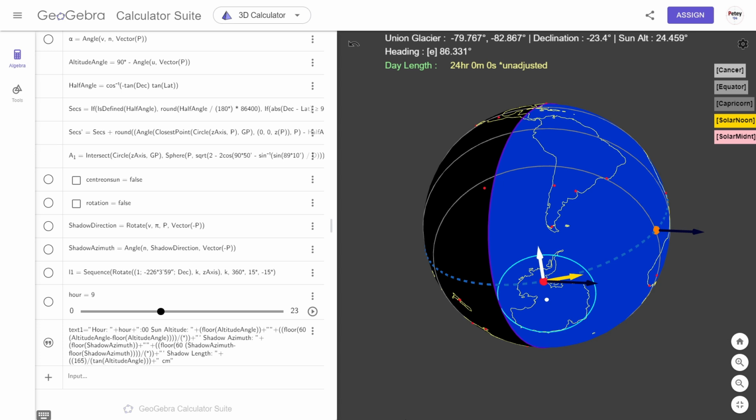But what about the shadow azimuths? Well, that's quite straightforward too. All I have to do is to rotate the yellow sun heading vector by 180 degrees around the observer's vertical, and then get GeoGebra to measure the angle from north.